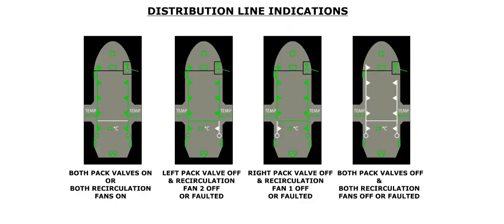The distribution lines are displayed in green when both pack valves or both recirculation fans are on. The bottom, right-hand side of the lines is white if the left pack valve and the recirculation fan 2 are off, or have a fault. If the right pack valve and recirculation fan 1 are off, or have faulted, the bottom, left-hand side of the lines is displayed in white. The lines are white if both pack valves and recirculation fans are off, or there is a fault on both sides of the system.